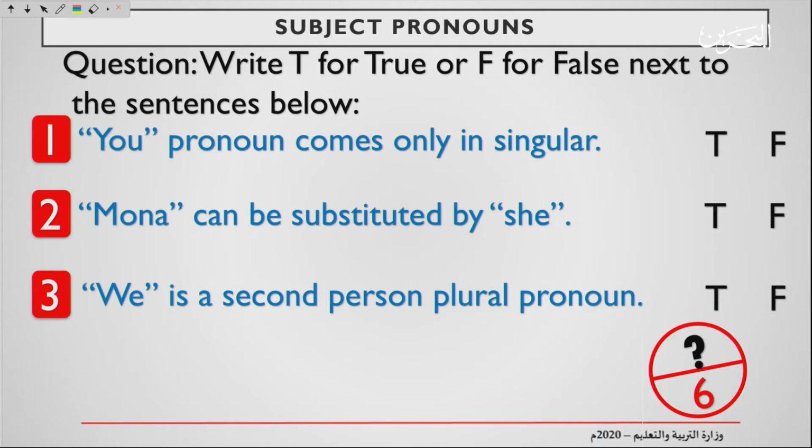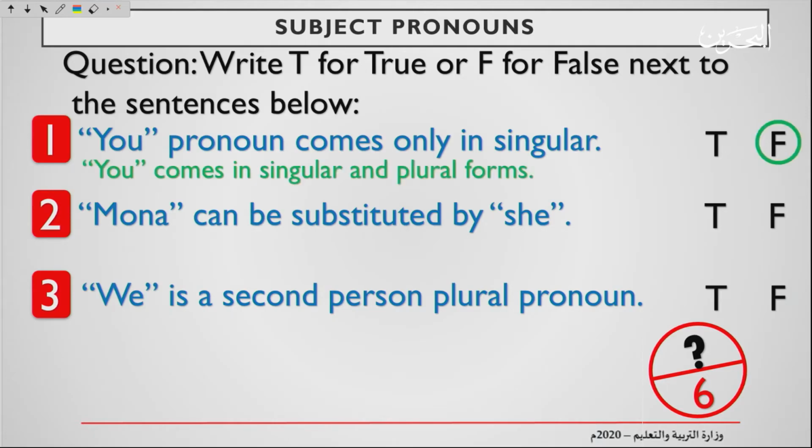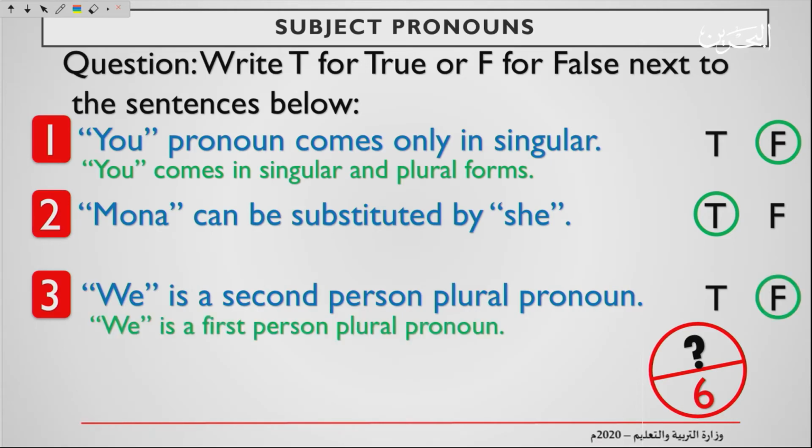All right. Now let's check the answers. For number 1, the answer is F, and you pronoun comes only in singular, which is wrong. You comes in singular and plural forms. Muna can be substituted by she. The answer is true. 3. We is a second person plural pronoun. The answer is F. We is a first person plural pronoun.